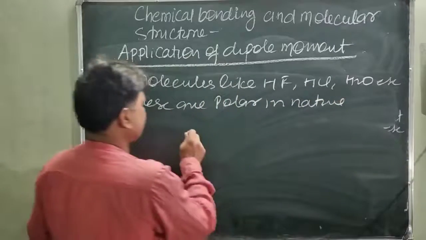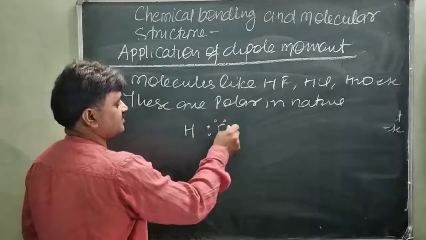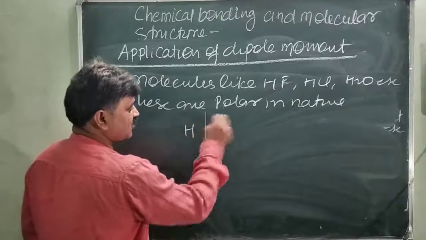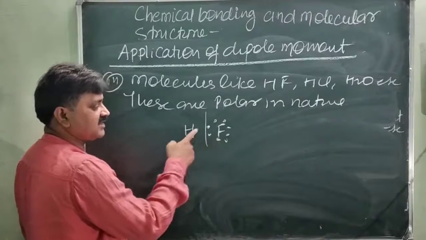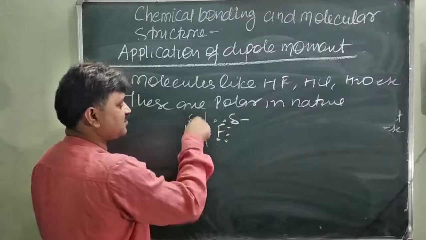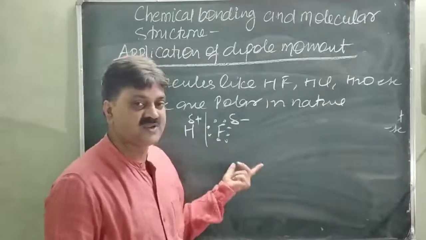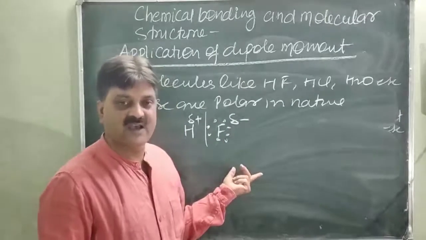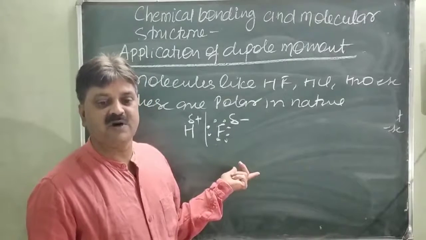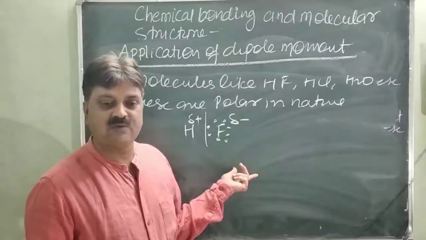Just like hydrogen fluoride, hydrogen and fluorine share one electron with each other. The shared electron is always moved toward the fluorine side because fluorine is more electronegative than hydrogen. So fluorine possesses a partial negative charge and hydrogen possesses a partial positive charge. It is clear that the electron moves to this side, and when the charge separates, its dipole moment is shown. Such a molecule having movement of electrons has a dipole moment.